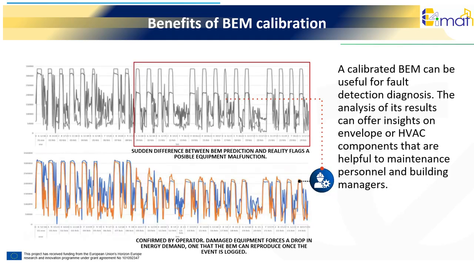Additionally, the calibration process itself offers new insights into the building operation and the relationship between its different systems. When deployed alongside the building management system, the calibrated BEM can alert maintenance personnel of faults in the installation and their location. For instance, wrongly closed valves or HVAC component malfunction, prompting corrective measures, and/or predictive maintenance.